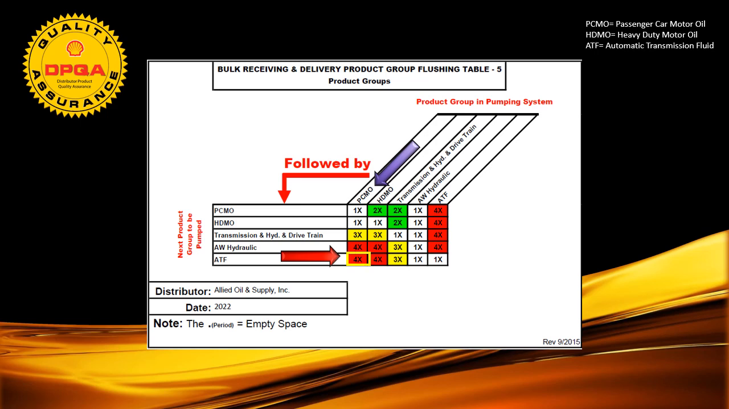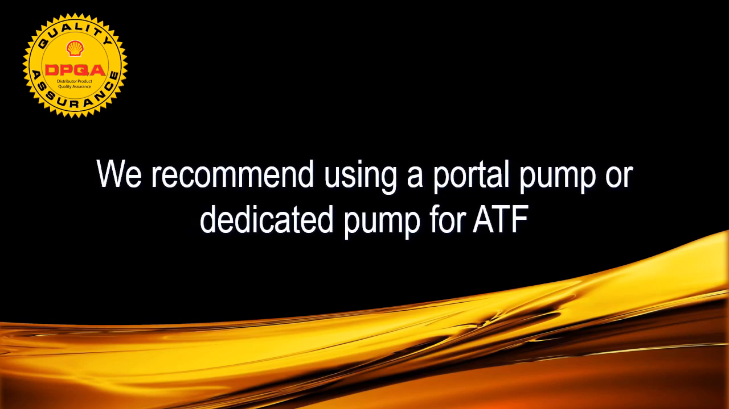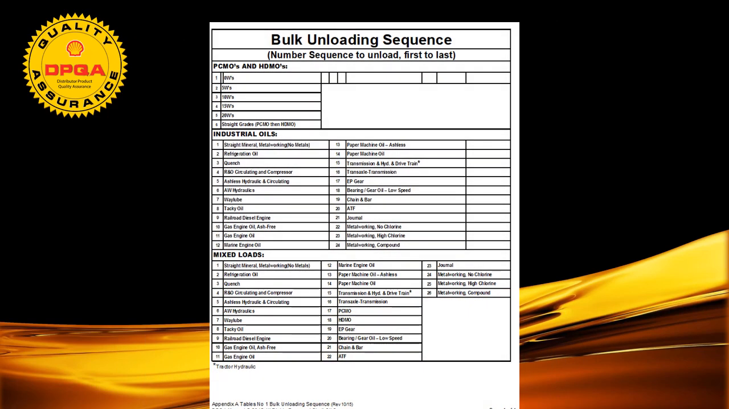We always recommend using a separate pump for ATF. Keep in mind that a lot of ATF is dyed red, and if it is run through the oil line, it will most likely dye the oil red. You should also have a bulk unloading sequence chart posted. This chart is very handy to reference to understand the unloading sequence when unloading bulk tankers into your warehouse. For example, if you have a tanker that has both PCMO and HDMO products on it.